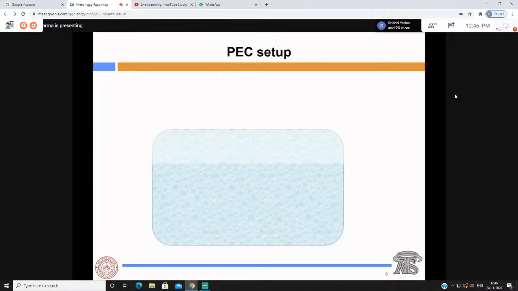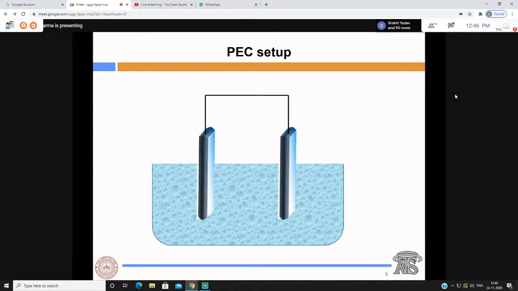So basically, it has water where two electrodes are dipped. At least one of these two electrodes should be a semiconductor material. Okay, it may be either one or both of them semiconductor material so that it can harness the solar energy. So once we radiate the solar energy on it, let's say this material is the semiconductor material or solar active material, that causes the generation of electron and hole.